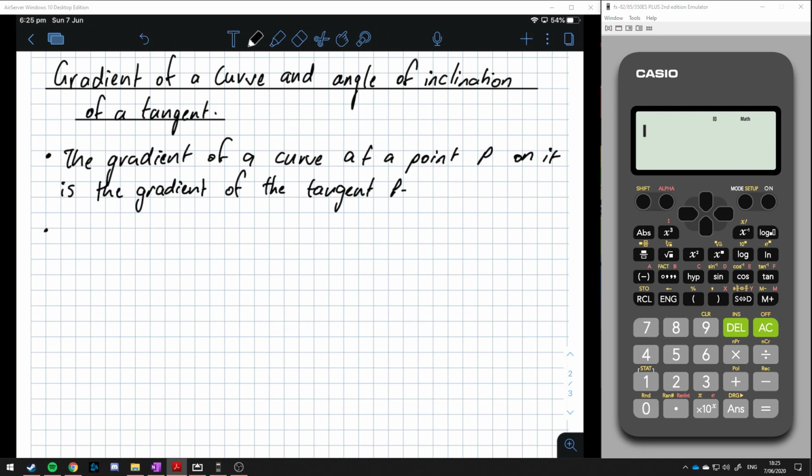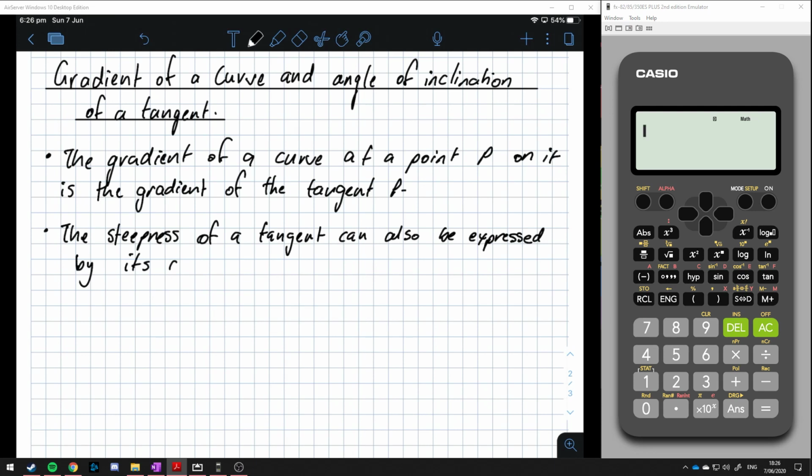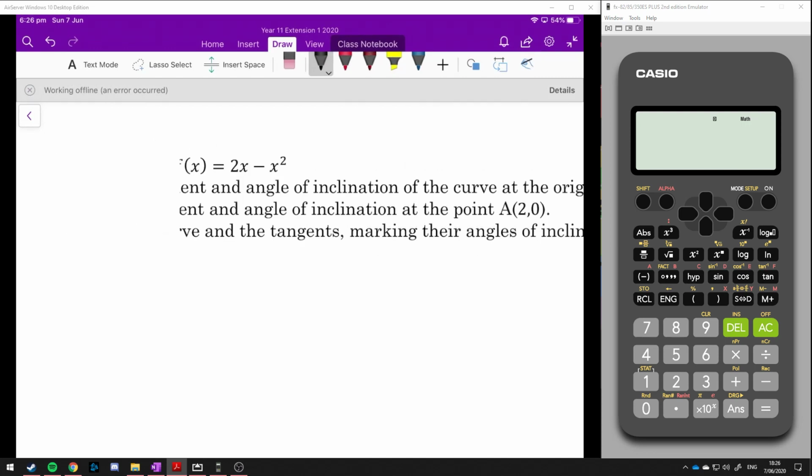And the second thing we're going to write down is the steepness. So the steepness of a tangent, and we'll have a look at an example of this in a sec, can also be expressed, because if you think of steepness, you think of how steep, or what's the angle it makes? Angle of inclination, okay? So let's look at some examples of those.